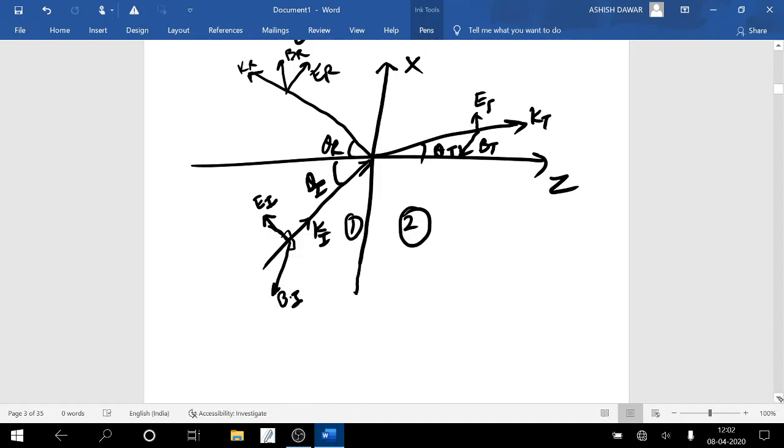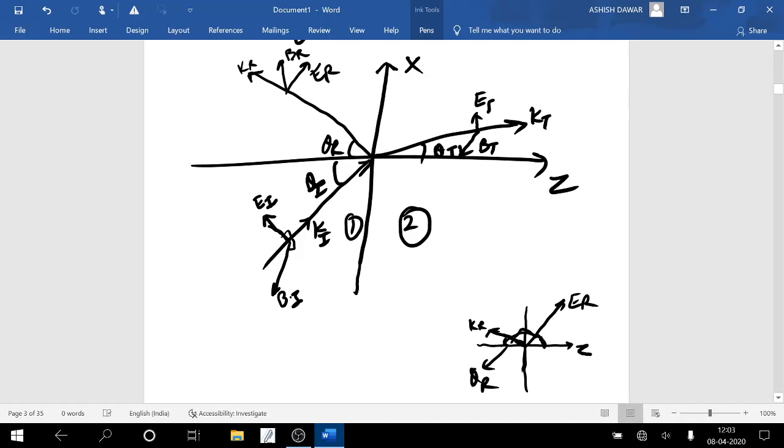So you can see here that this is our Z direction, X direction. Okay, so here this is KR. If we are checking the directions, KR makes angle theta R. Okay, and ER is perpendicular, so this angle is 90 degrees. So we have to find this angle.